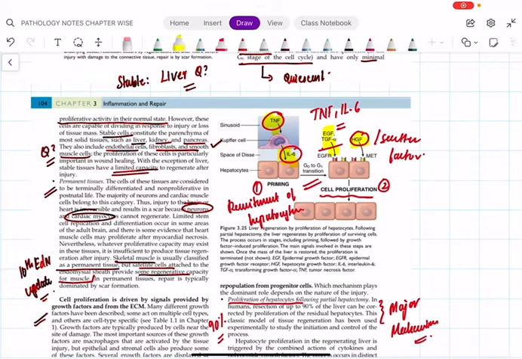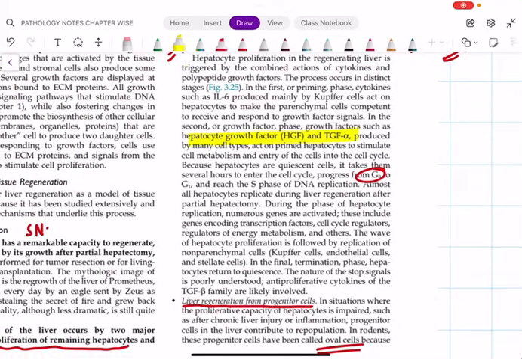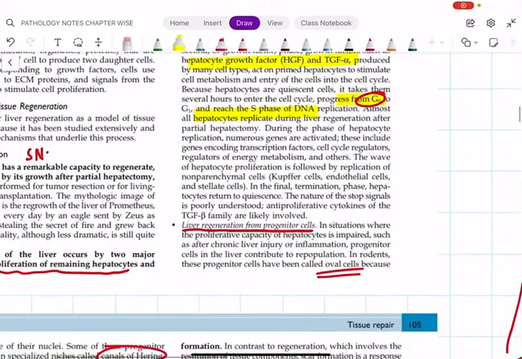This is a major mechanism. Please go through these points here: HGF, TGF alpha, and how they are priming the transition from G0 to G1 phase and all those things. Then liver regeneration from the progenitor cells.